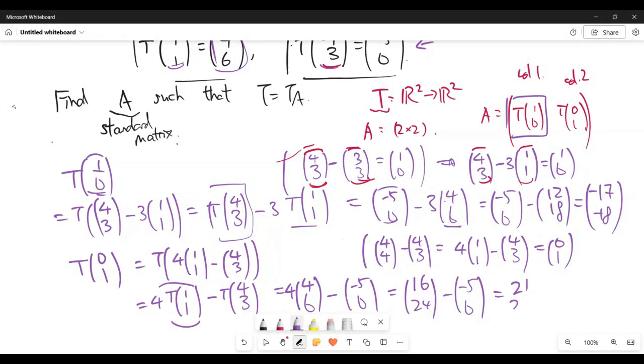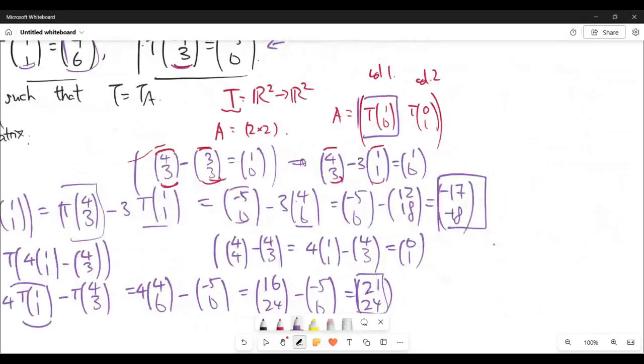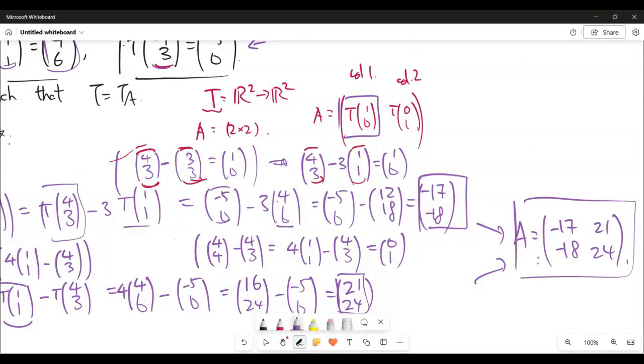So I think the first spot is 21. The second one is 24. So you see, this is the column 1. This is the column 2. So now let's complete the calculations. Basically, the vector that we are looking for must have this form. And that's the end of this video.